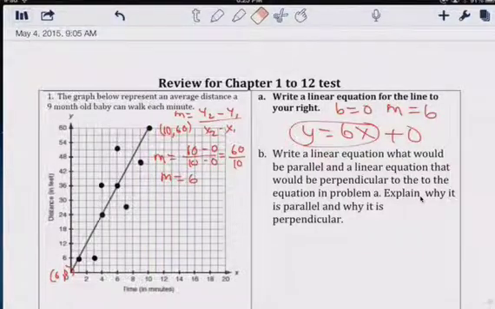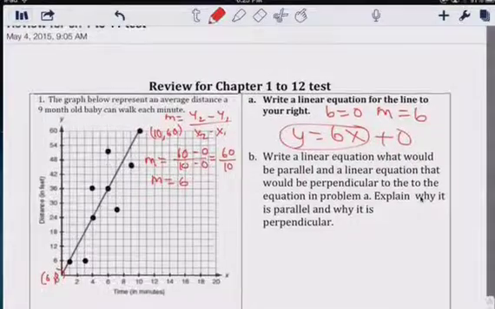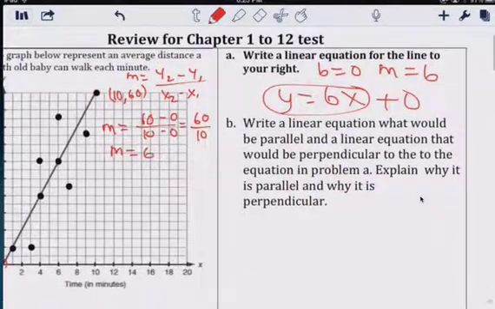It's number 1 already. I was just going to post the answer, but changed my mind because I want to explain B. So write a linear equation that would be parallel and a linear equation that would be perpendicular to the equation in problem A. Explain why it is parallel and why it's perpendicular.